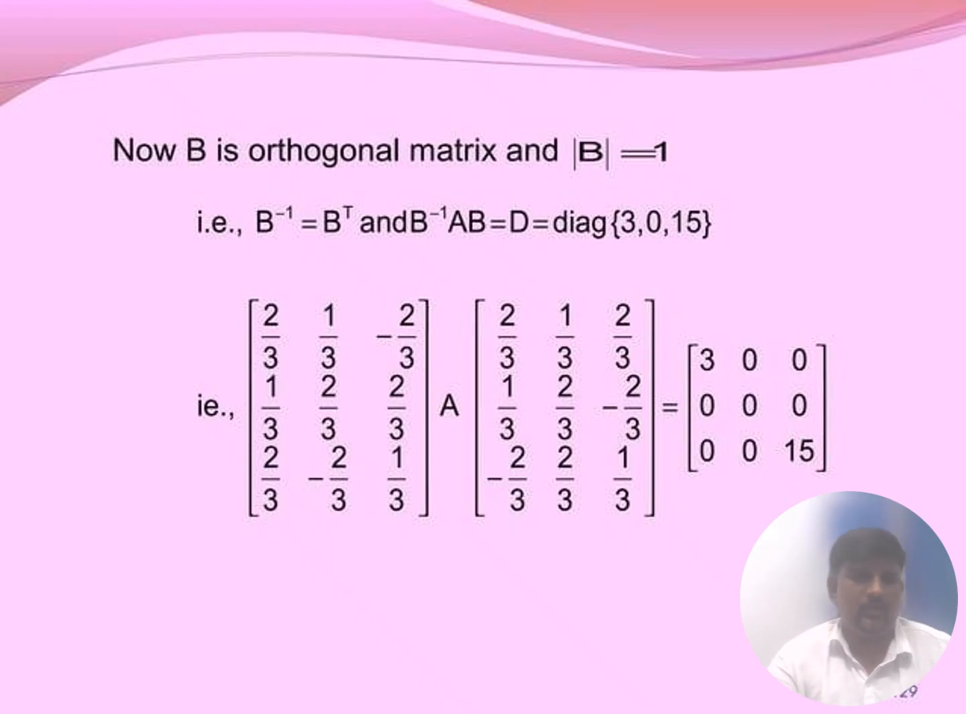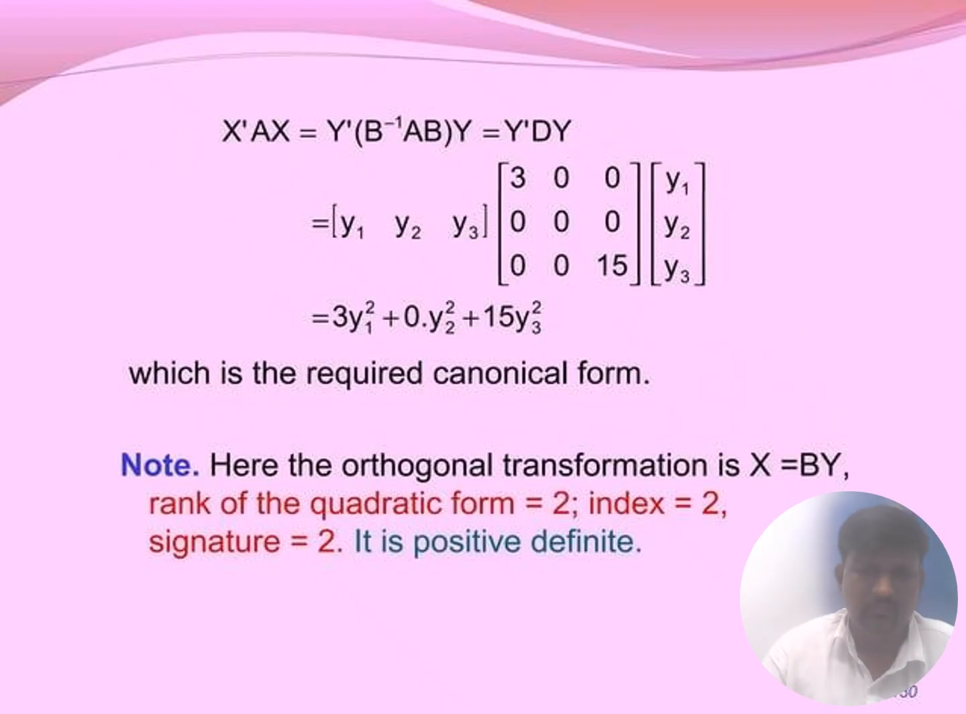We know the formula for capital D, that is N transpose AN. By matrix multiplication, we got the final answer, that is the diagonal matrix 0 0 0, 0 3 0, 0 0 15. Now the diagonalization process is over.